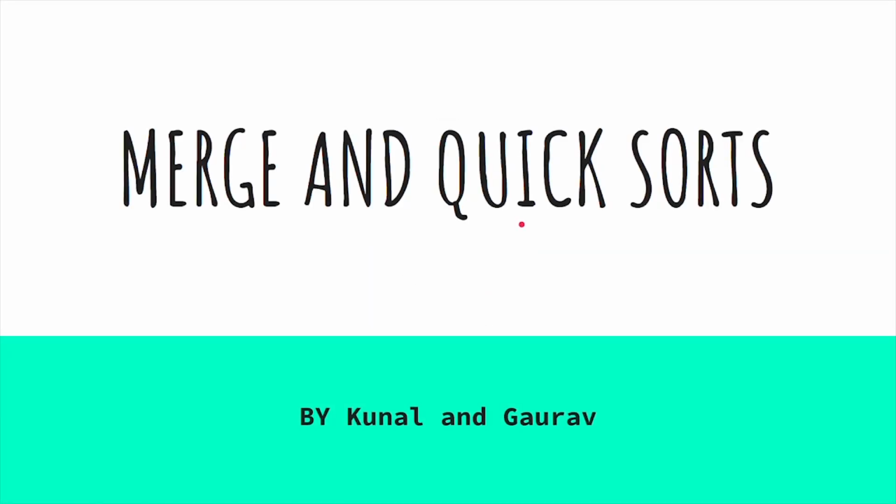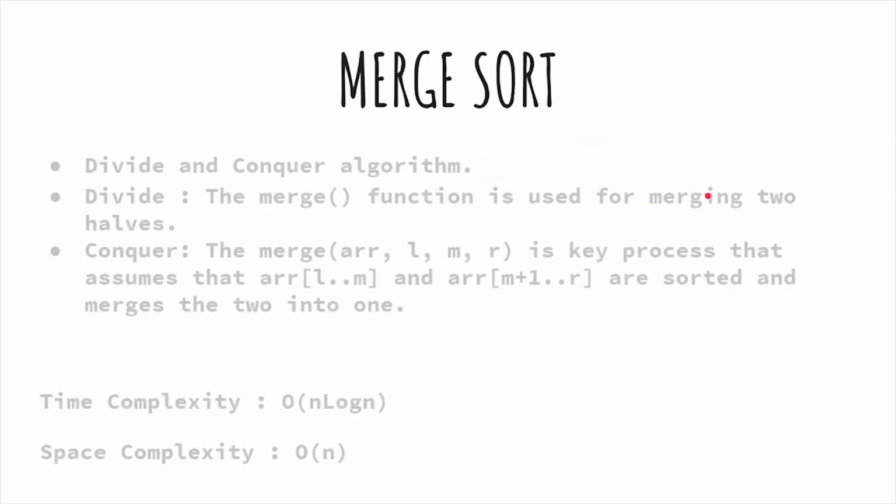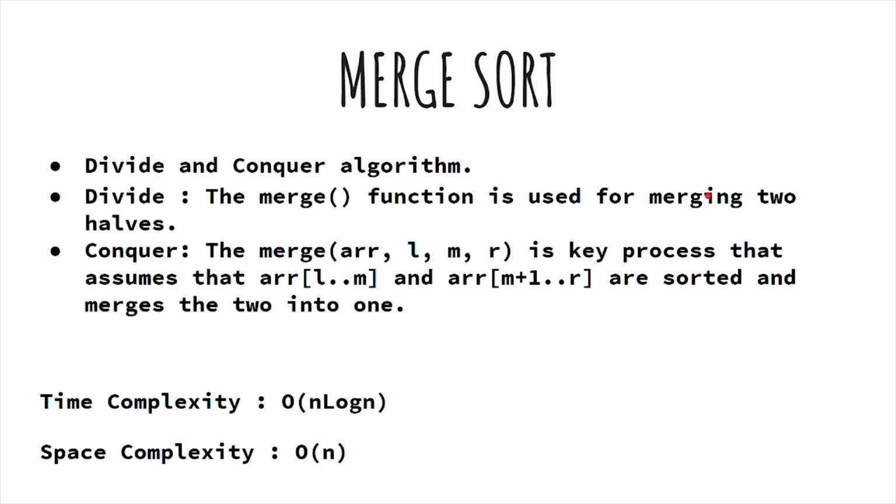Everyone. Today, we'll try to understand the algorithm and characteristics of two very famous sorting algorithms, merge sort and quick sort. So let's begin, starting with merge sort. It is a recursive sorting technique and uses the divide and conquer algorithm. The space complexity of this sorting technique is big O of n.